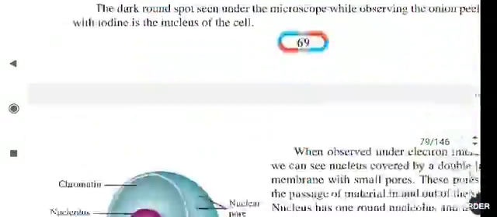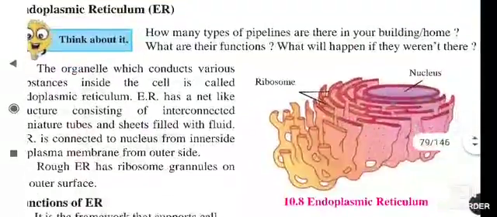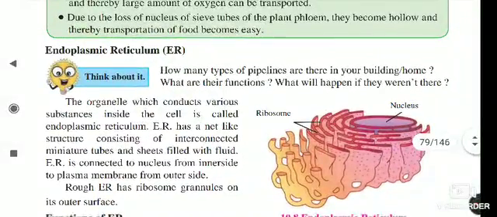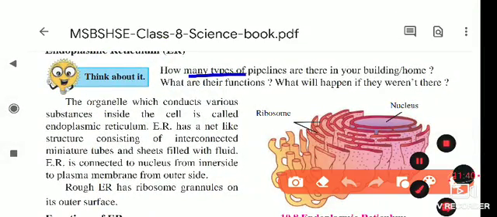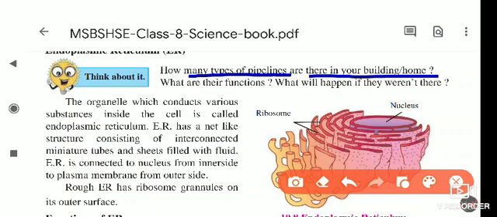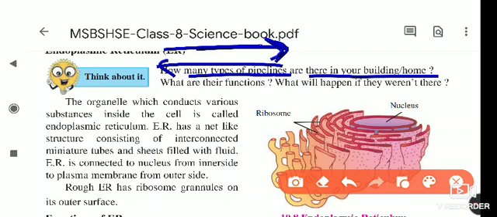Now, how many types of pipelines are there in your home? If we think about it, there are mainly two types. First, the water pipelines, fresh water which enters the house, and the wastewater which is thrown out of the house. Then we can divide them into different places, for example the kitchen basin pipeline, bathrooms, toilets. These wastewater pipelines we are separating.